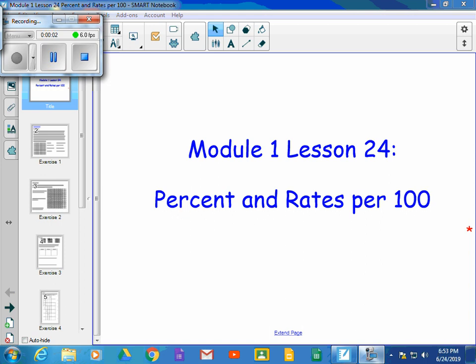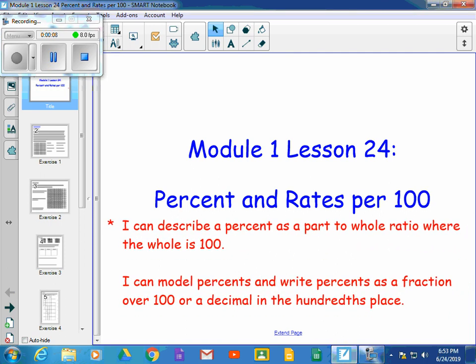This is Module 1, Lesson 24, titled Percent and Rates per 100. The goals of this lesson: I can describe a percent as a part-to-whole ratio where the whole is 100. And I can model percents and write percents as a fraction over 100 or a decimal in the hundredths place.